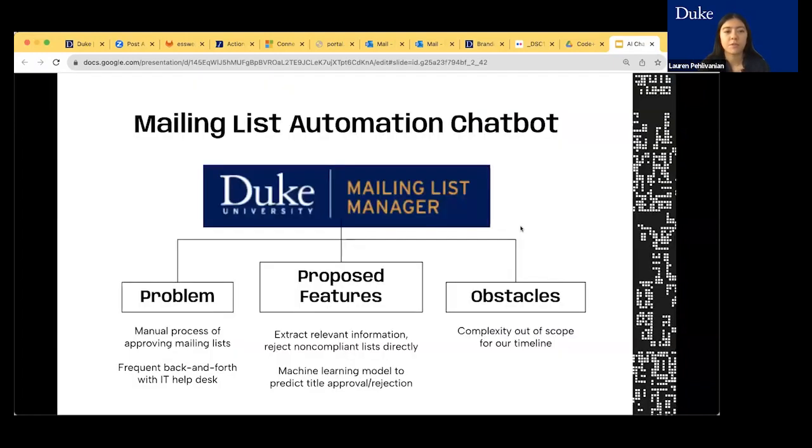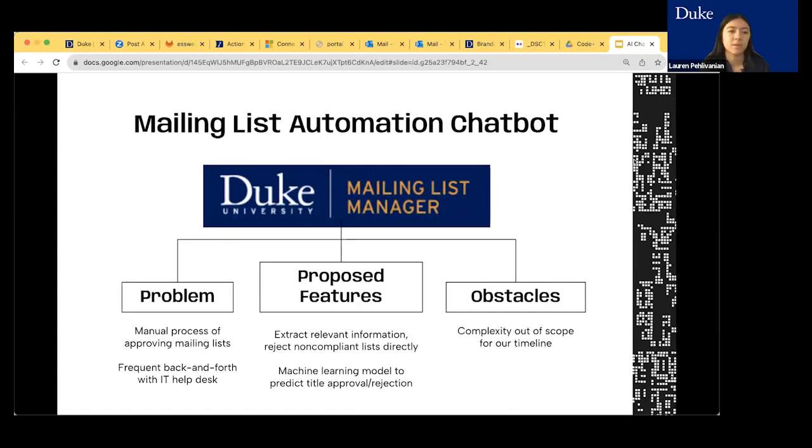So starting off, we first had the idea to create a mailing list automation chatbot. This was the first use case that we focused on for our bot because currently the problem that the IT service desk faces with the mailing list manager, also known as SIMPA, is the manual process of approving mailing lists. Every time a mailing list is created, it needs to be sent as a request to ServiceNow and create a ticket. And that needs to be manually approved each time by an IT help desk analyst.